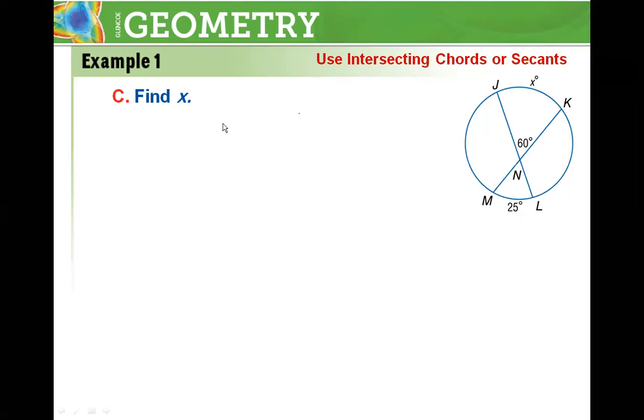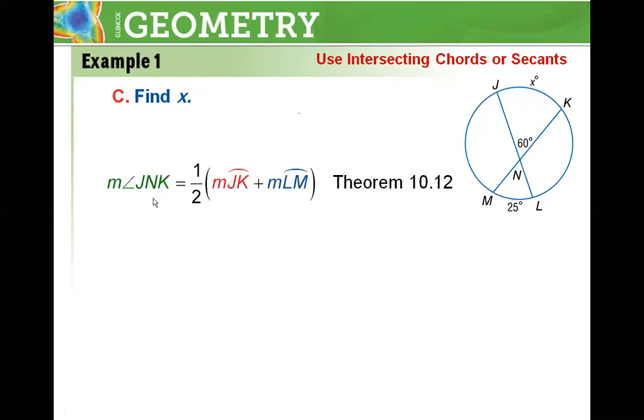JK. We will write the measure of arc JNK. So the measure of the angle JNK equals half the measure of JK plus measure LM. Yes, but don't forget half at the beginning. So half the measure of the two arcs JK and LM. Okay, substitute. Instead of the measure of JNK, I put 60.